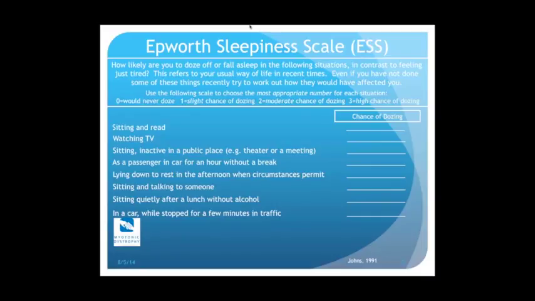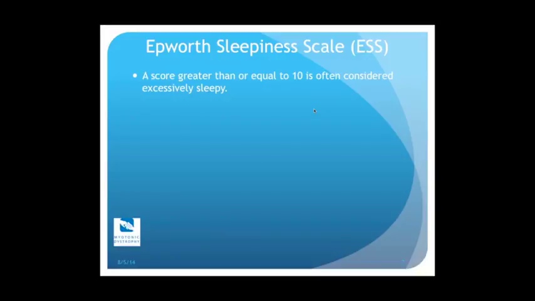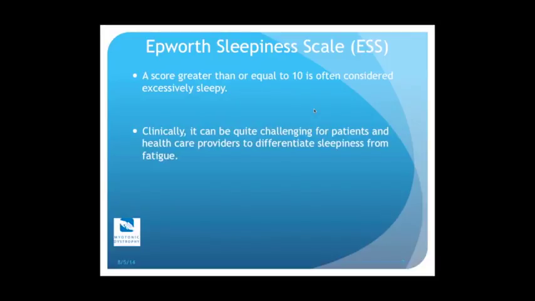And so now just take a second and add up your total score. A score on the Epworth sleepiness scale greater than or equal to 10 is often considered excessively sleepy. Some will refer to it as 11, but greater than 10 is in general considered excessively sleepy in the general population. So this is a very important point that I encounter on a daily basis.